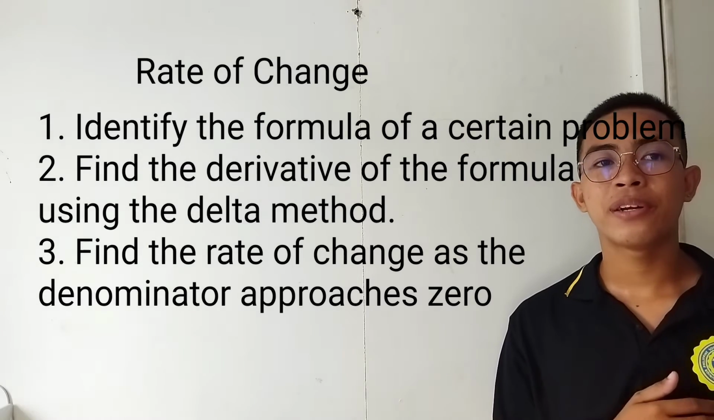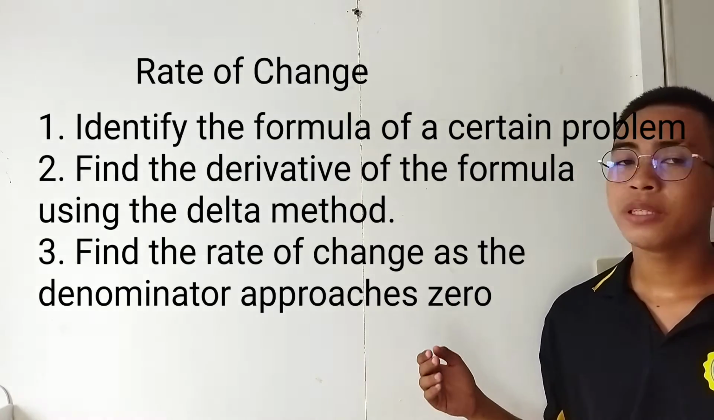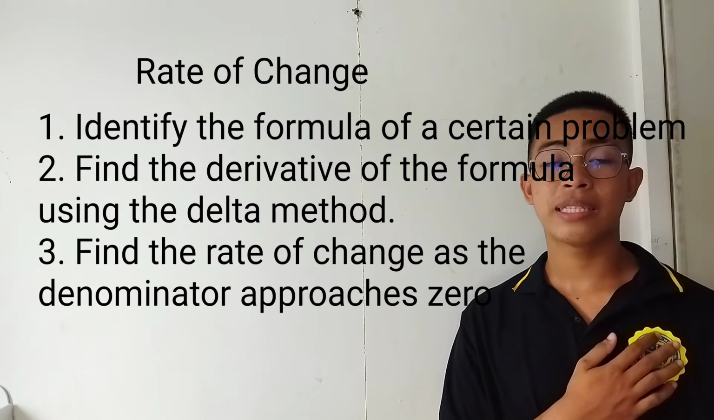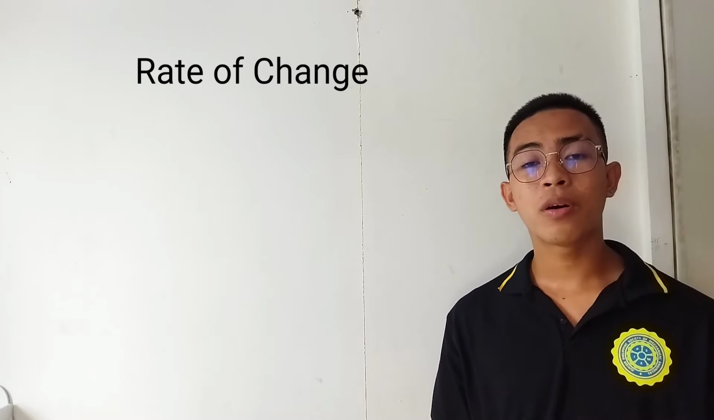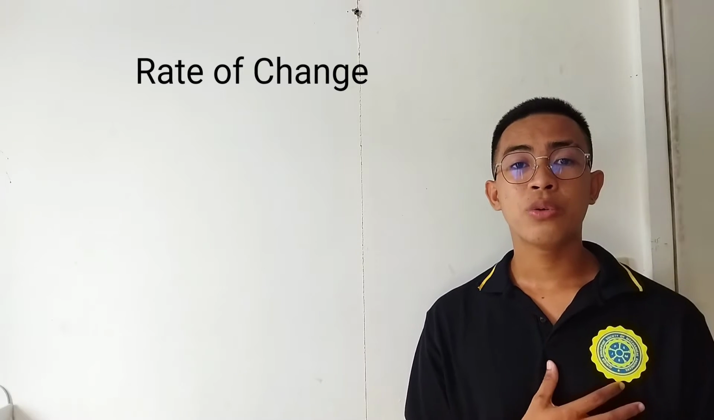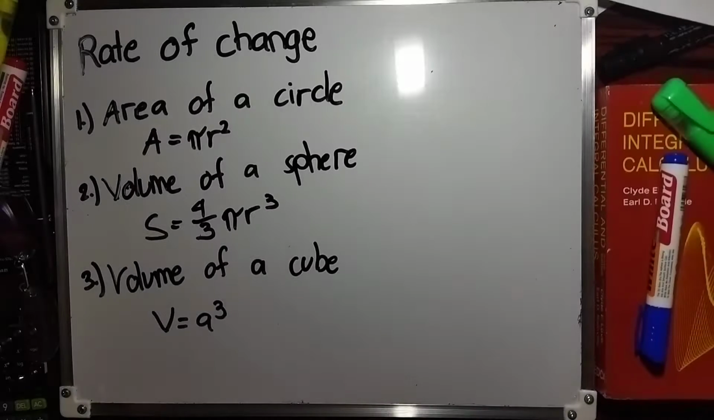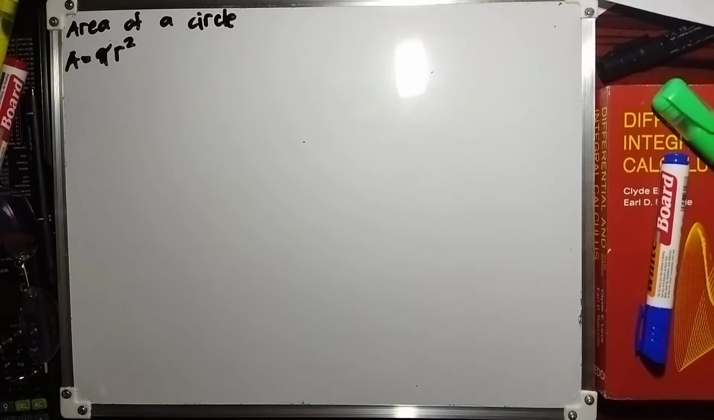Like what I said earlier, dy over dx is equal to the limit of delta y over delta x as delta x approaches 0. So for you to understand more about the rate of change, I will be presenting an example for it. So here are the examples of the rate of change. We have the area of a circle, volume of a sphere, and the volume of a cube. So let's start with the area of a circle. The area of a circle is A is equal to pi r squared.